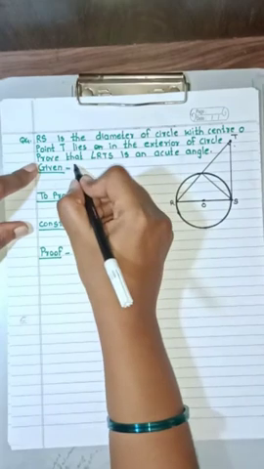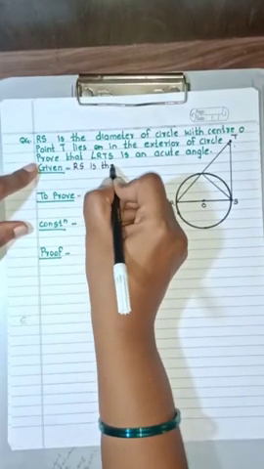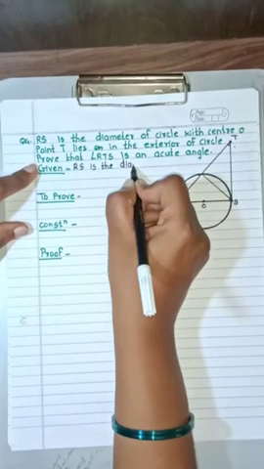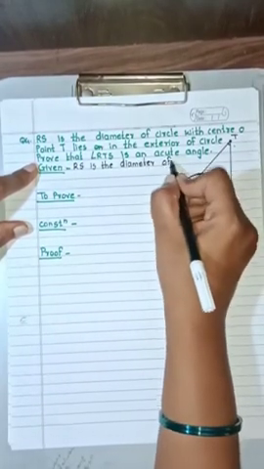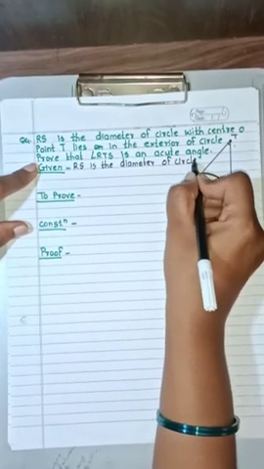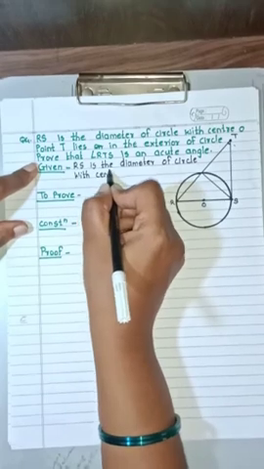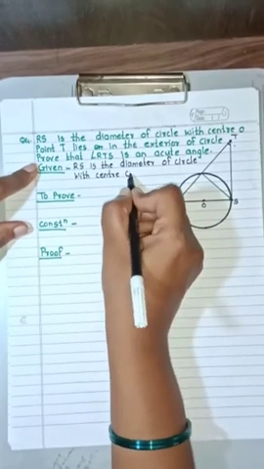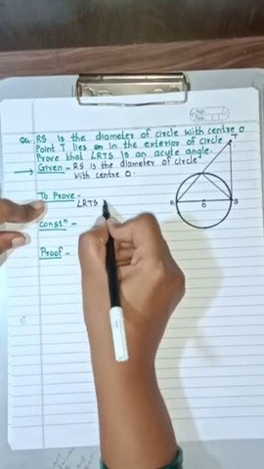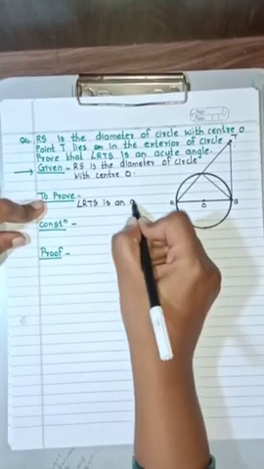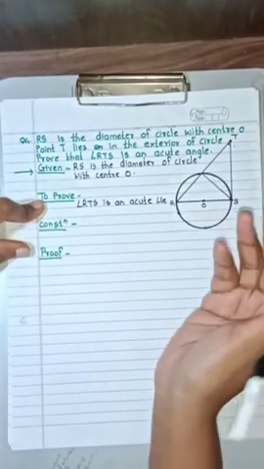Okay, so you can write down here, RS is the diameter of the circle with center O. You have to prove that angle RTS is an acute angle. Acute angle means the angle whose measure is less than 90 degrees.